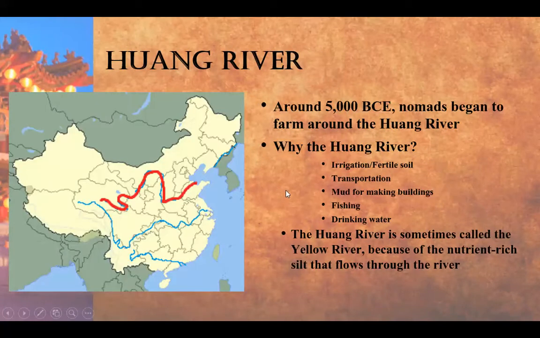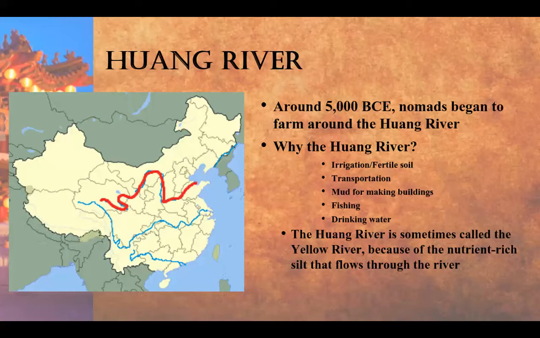Let's talk about the Huang River. You should have already put this on your map activity that you did last week, but around 5000 BCE, so that would be 7,000 years ago, nomads, people who traveled from place to place searching for resources, stopped and began to farm around the Huang River. And just like the Nile River, the Huang River provided a lot of necessities for life. It provided fertile soil and irrigation, transportation for trading, mud for making buildings and making tools, and fishing for food, and of course plentiful drinking water.